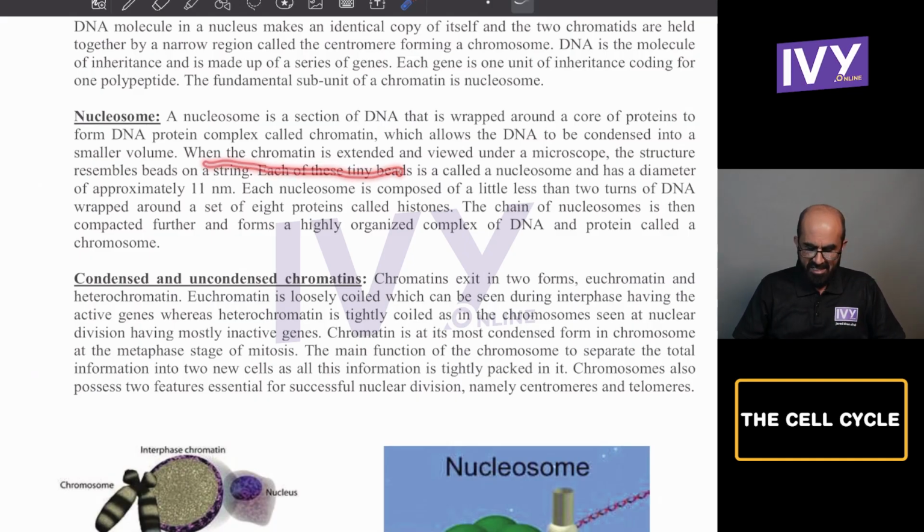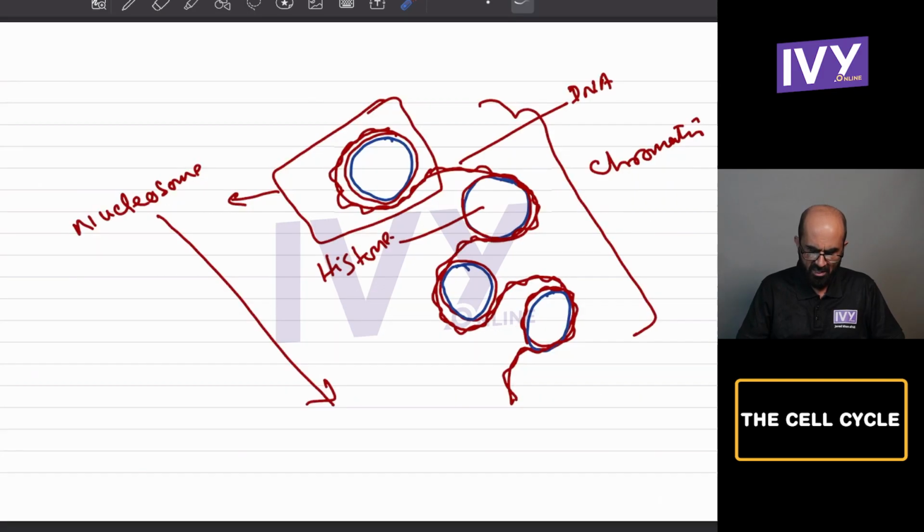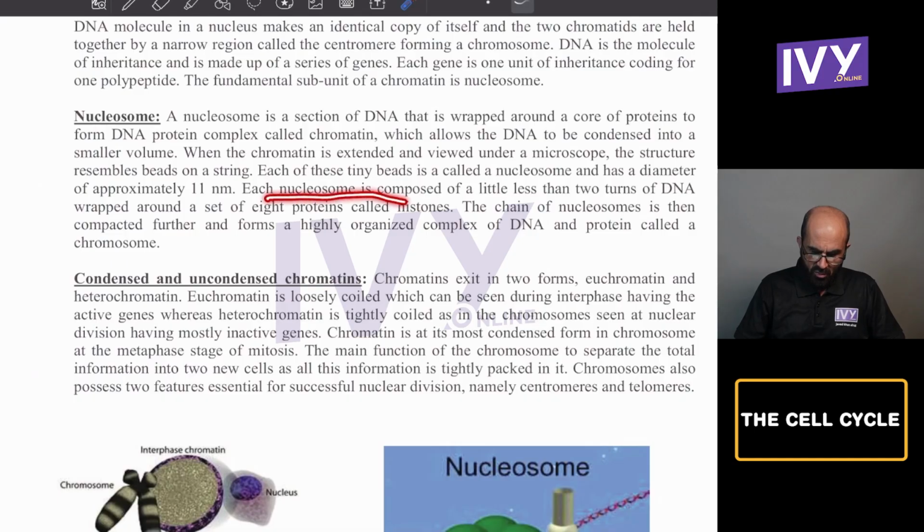When the chromatin is extended and viewed under a microscope, the structure resembles beads on a string. Each of these tiny beads is called a nucleosome and has a diameter of 11 nanometers. Each nucleosome is composed of a little less than 2 turns of DNA wrapped around a set of 8 proteins called histones. It's like small pieces of 8 proteins making a histone. The DNA makes one complete wrap and then a little more than a half wrap.